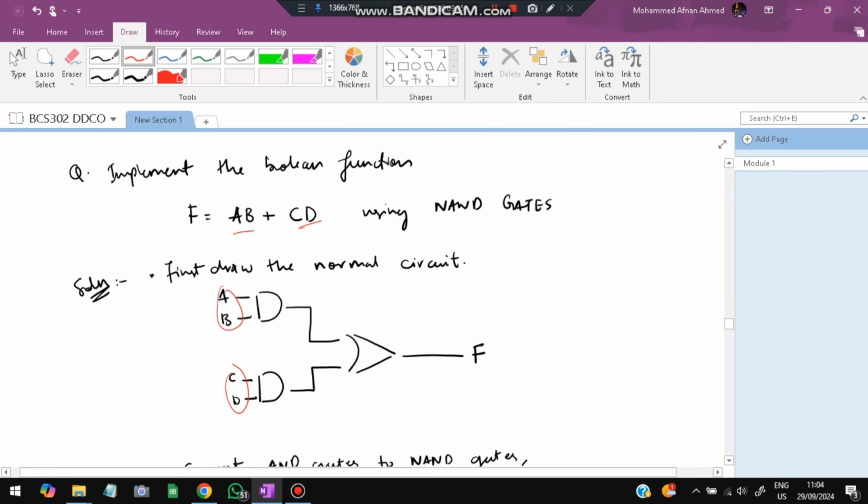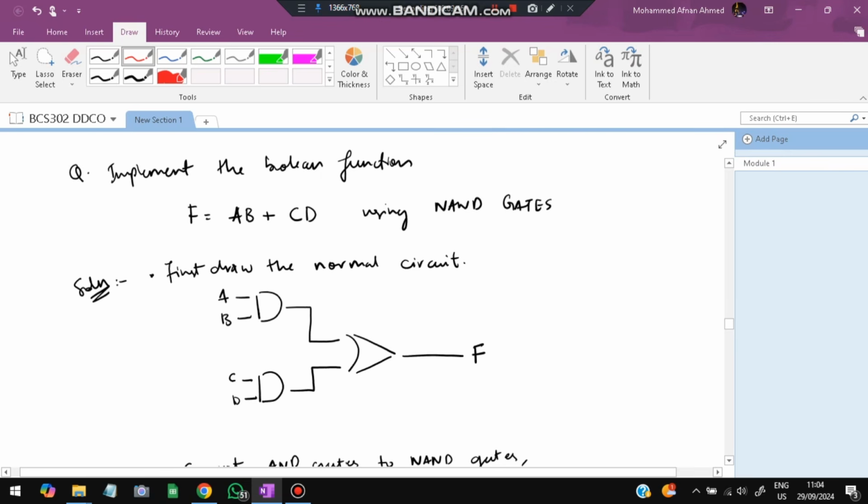Both will be going into the OR operation. So this is AB and this is CD. Next, it is an OR operation present here, so we pass it into the OR gate. So the final equation will be AB plus CD. Okay, AB from here and CD from here. This is how you break it down into simple steps and then form the circuit of it.